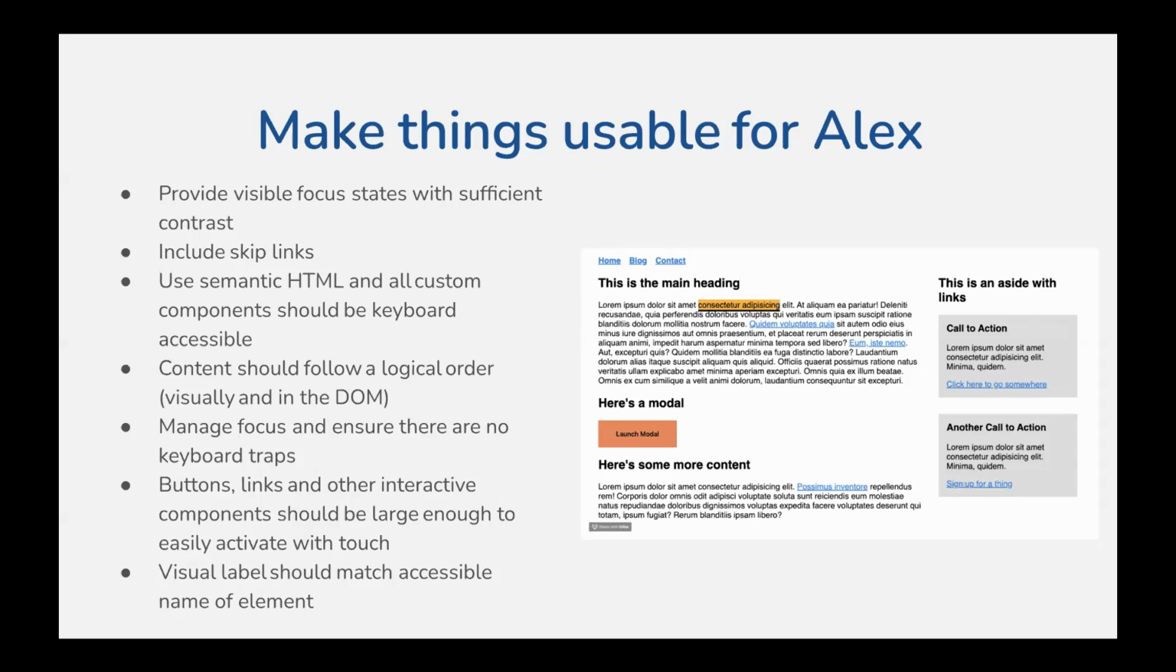Any other interactive components like buttons and links should be large enough so somebody who might have motor issues can easily click them on smaller devices and they don't have to try too hard to click. There's so many times that I just hit the wrong button when I'm looking at things on my phone without even meaning to, just because the button might be too small or the tap area might be too small.